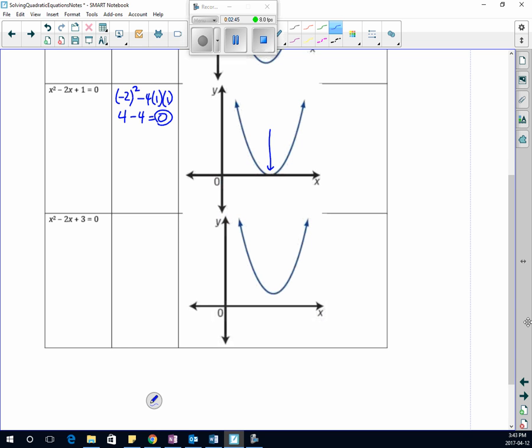Okay, next one. B squared, so negative 2 squared minus 4 times 1 times 3. So I get 4 minus 12, which gives me negative 8. So notice the graph that corresponds with that doesn't actually touch anything on the x-axis. The reason why is when we put this in the quadratic formula and you have a negative inside a square root, you will not get any solutions out of that. So graphically, what that quadratic looks like is it's either above the x-axis opening up, or it could be below the x-axis opening down.